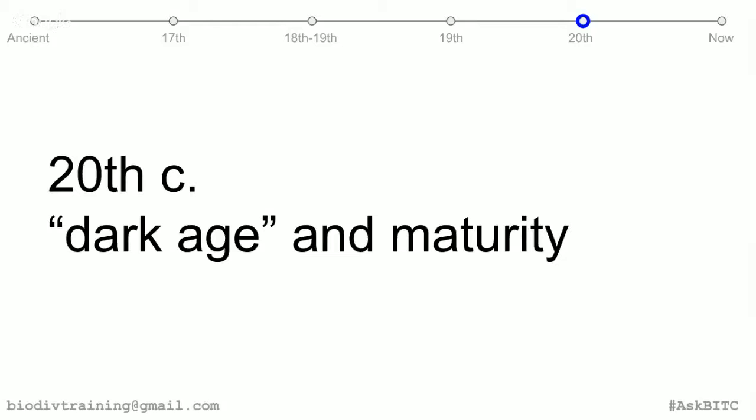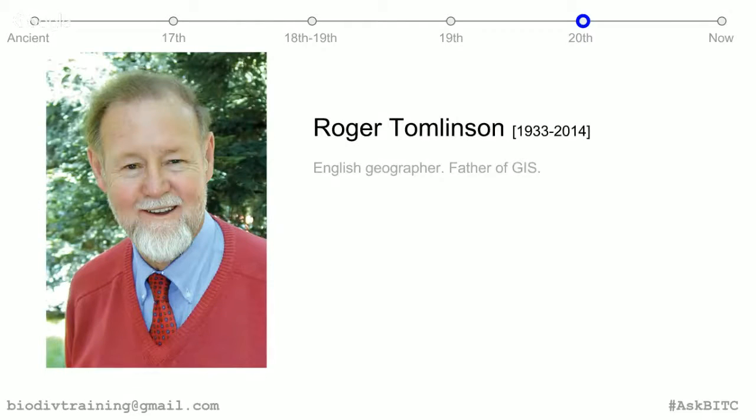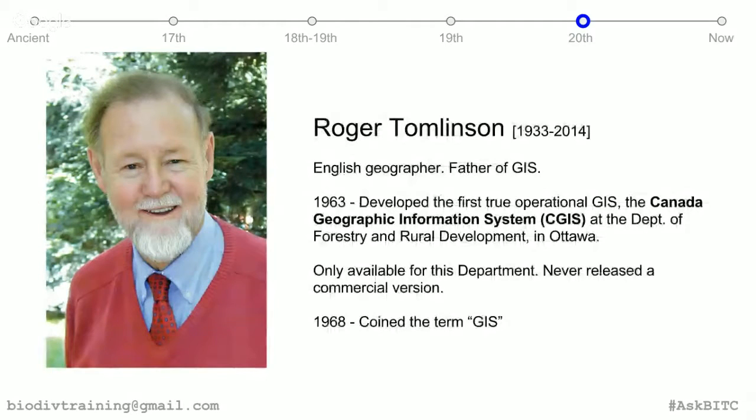But while the 20th century, and especially the second half, was a period of stabilization for data visualization, it saw the birth and development of another field very closely related to data visualization, which is the Geographic Information System field, or GIS. And for GIS, we have this gentleman here to thank. This man, Roger Tomlinson, was the pioneer of GIS software, and is actually the person who coined the term GIS in a paper in 1968.